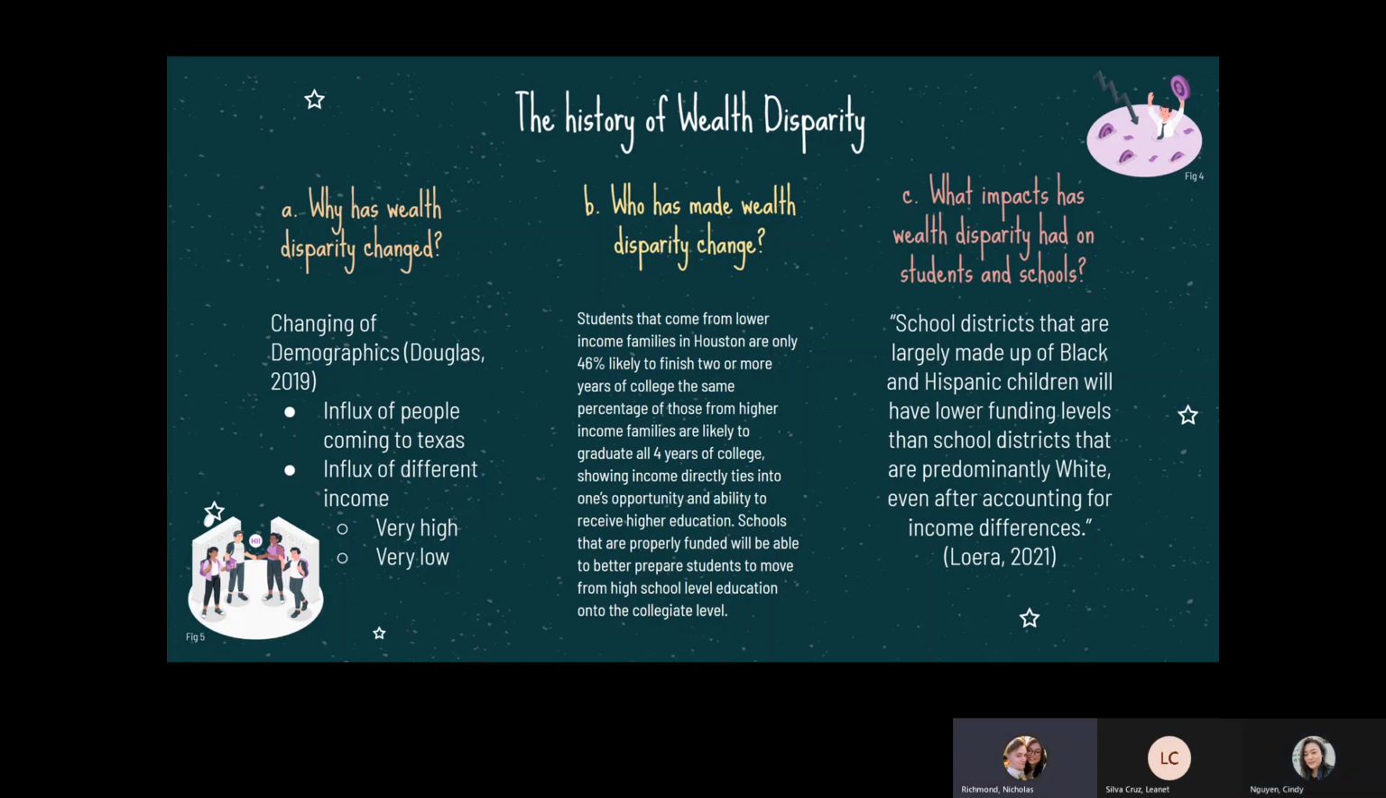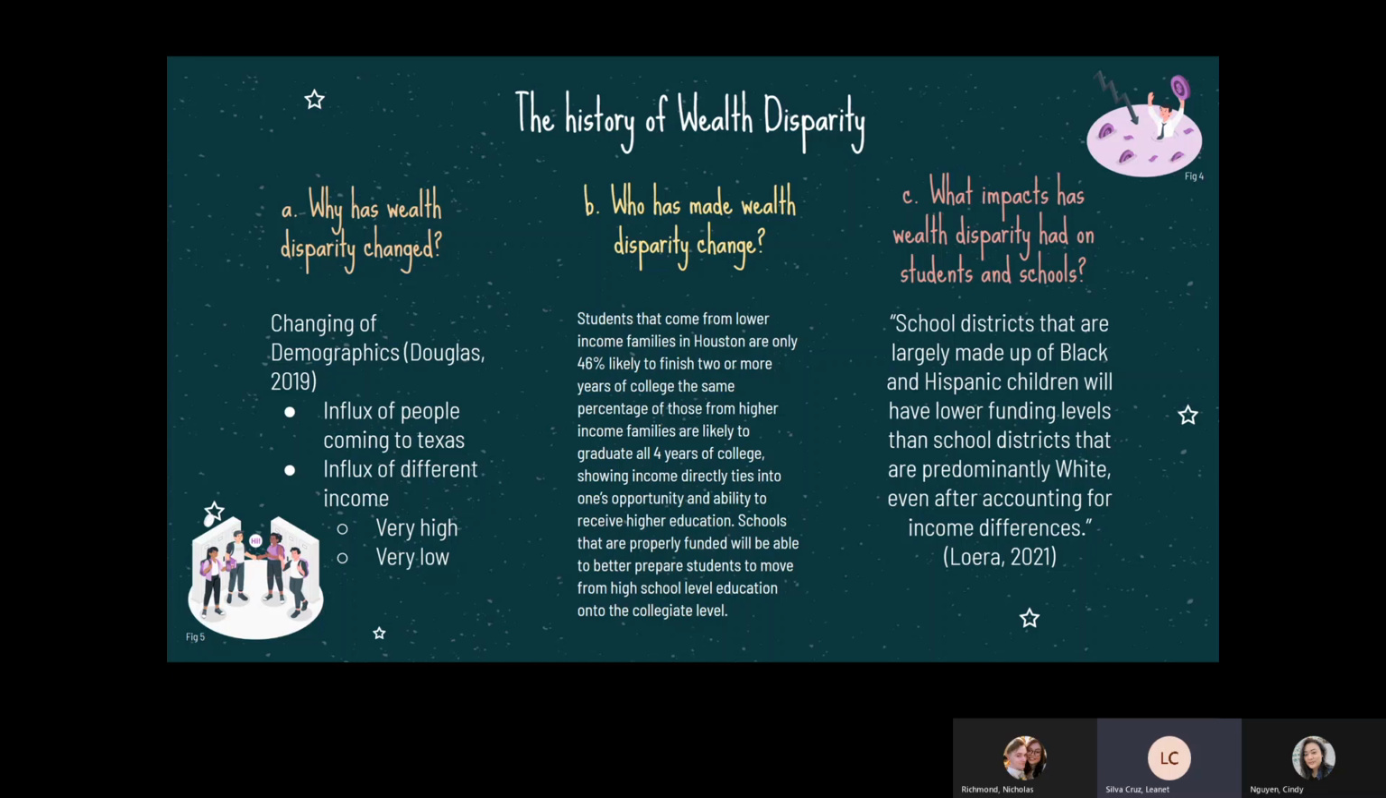Students that come from lower income families in Houston are only 40% likely to finish 2 or more years of college. The same percentage of those from higher income families are likely to graduate all 4 years of college. Showing income directly ties into one's opportunity and ability to receive higher education. Schools that are properly funded will be able to better prepare students to move from high school level education onto the collegiate level. What impacts has wealth disparity had on students and schools?